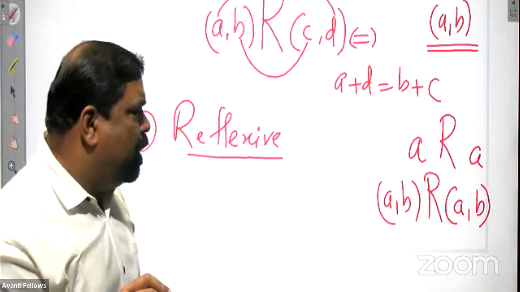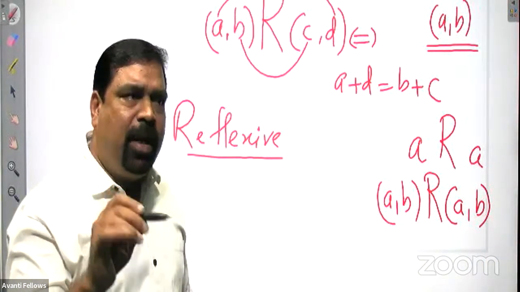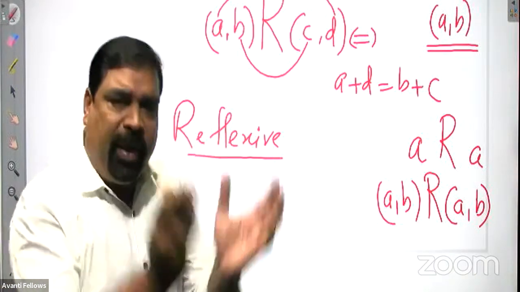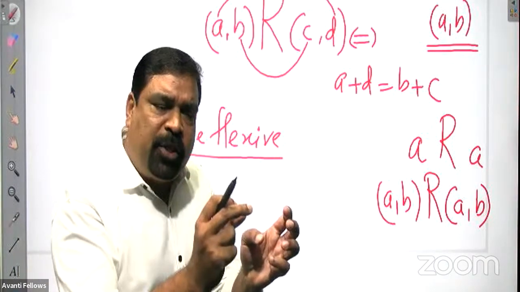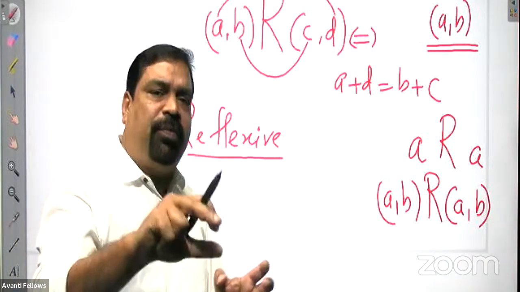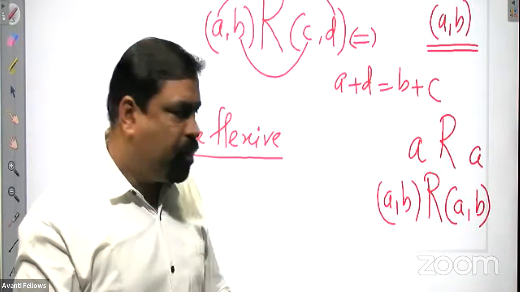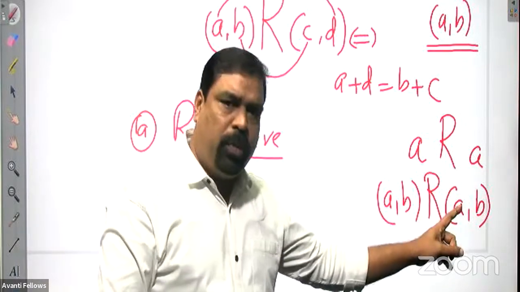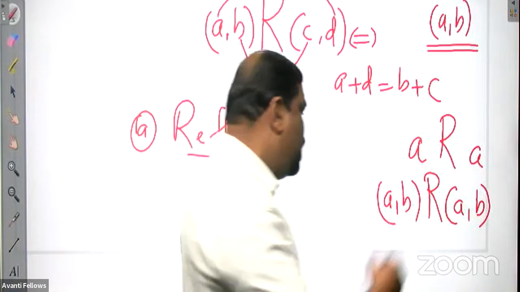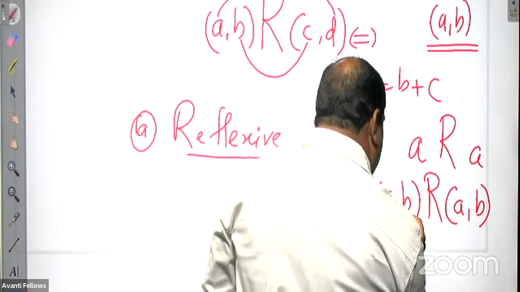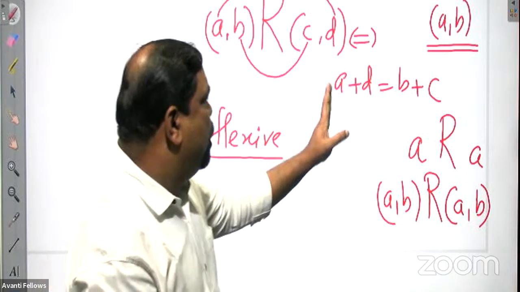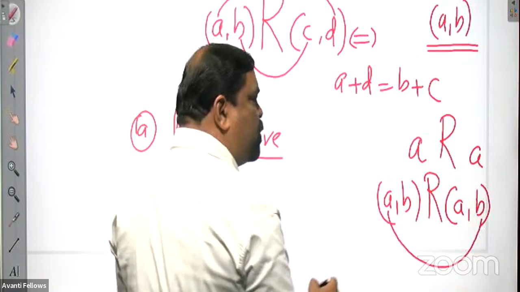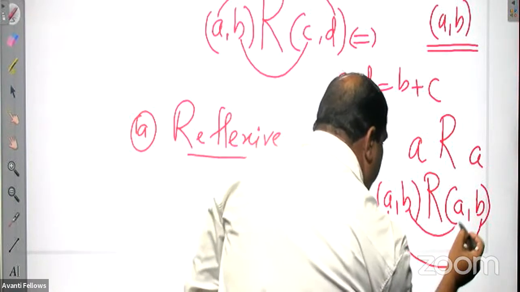That is why I am telling that some students commit mistakes here also. They will take (a, a) related to (a, a). Not like that. Every element is (a, b), so that particular element must be related to (a, b) itself. That is the meaning of reflexivity. So we have to prove that (a, b) is related to (a, b). The relation is like this: a plus d means first plus last, here a plus b, that must be equal to the second plus third, b plus a.